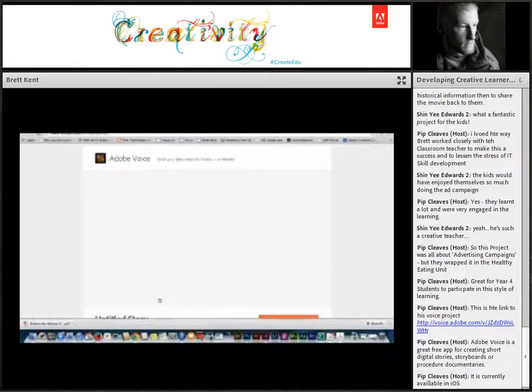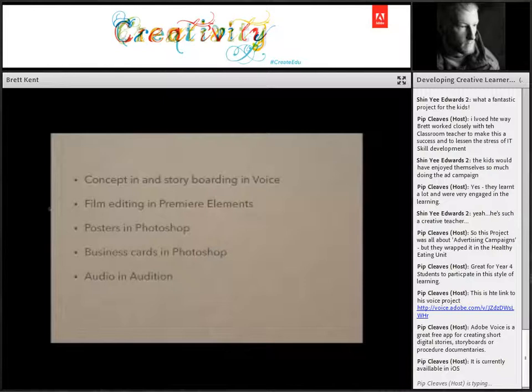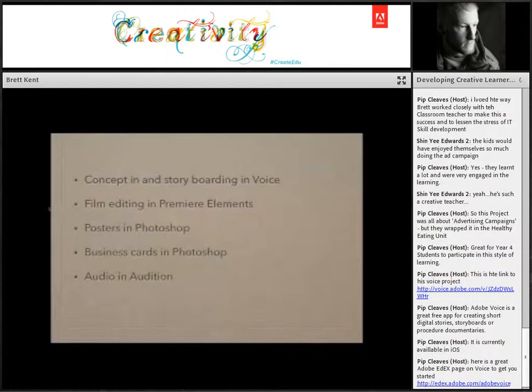We use Premiere Elements predominantly because the system requirements of using Premiere Pro are a little bit too heavy for some of the computers that we have at our school, so we actually find that in a lot of circumstances we're better off using Elements for that reason. The students then made posters in Photoshop, they made business cards in Photoshop, they also edited some of their audio in Audition because they found that they didn't necessarily speak as clearly as they would have liked in their video recording, so they actually sometimes dubbed them back over again.